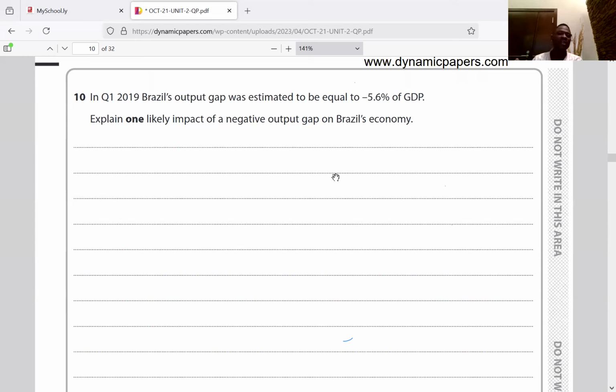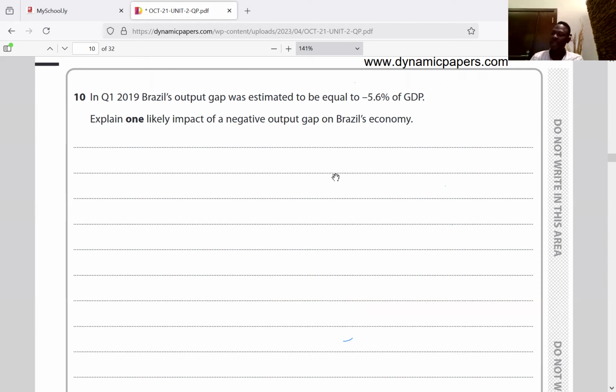The consequences of a negative output gap are: one, unemployment; two, low taxation; three, disinflation. We are supposed to explain only one, but I'm going to explain the three anyway. For unemployment, a negative output gap simply means there are unemployed resources, which means Brazil's economy is operating inside the PPF. And if Brazil's economy is operating inside the PPF, it simply means there are unused resources, and unused resources are equivalent to unemployment.